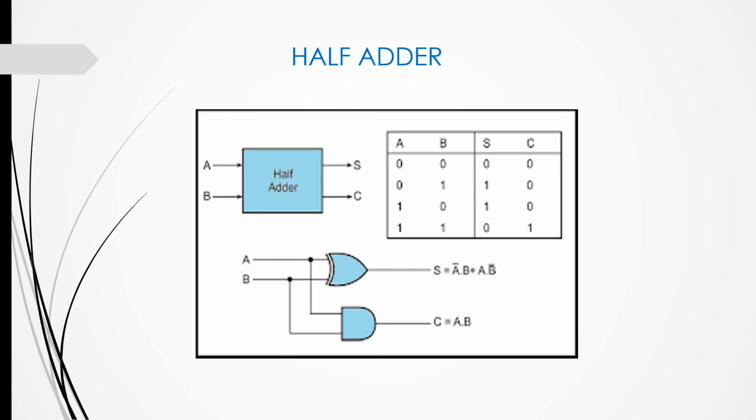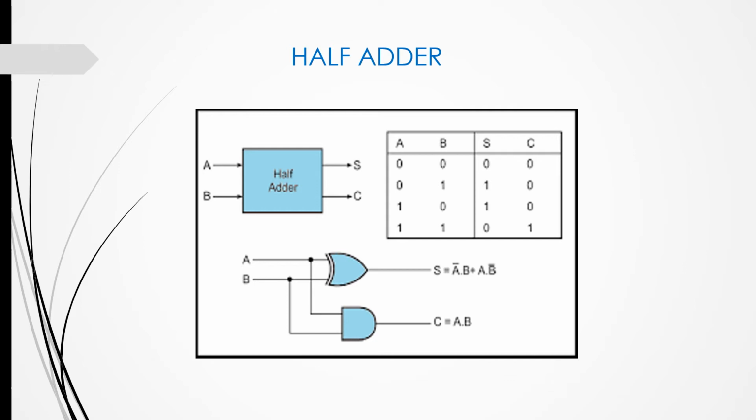Here you can see that we will get sum output using XOR gate and carry output using AND gate. So you can see here the logic diagram of half adder. Output equation: sum is equal to A bar B plus A into B bar, and for carry it is A into B.